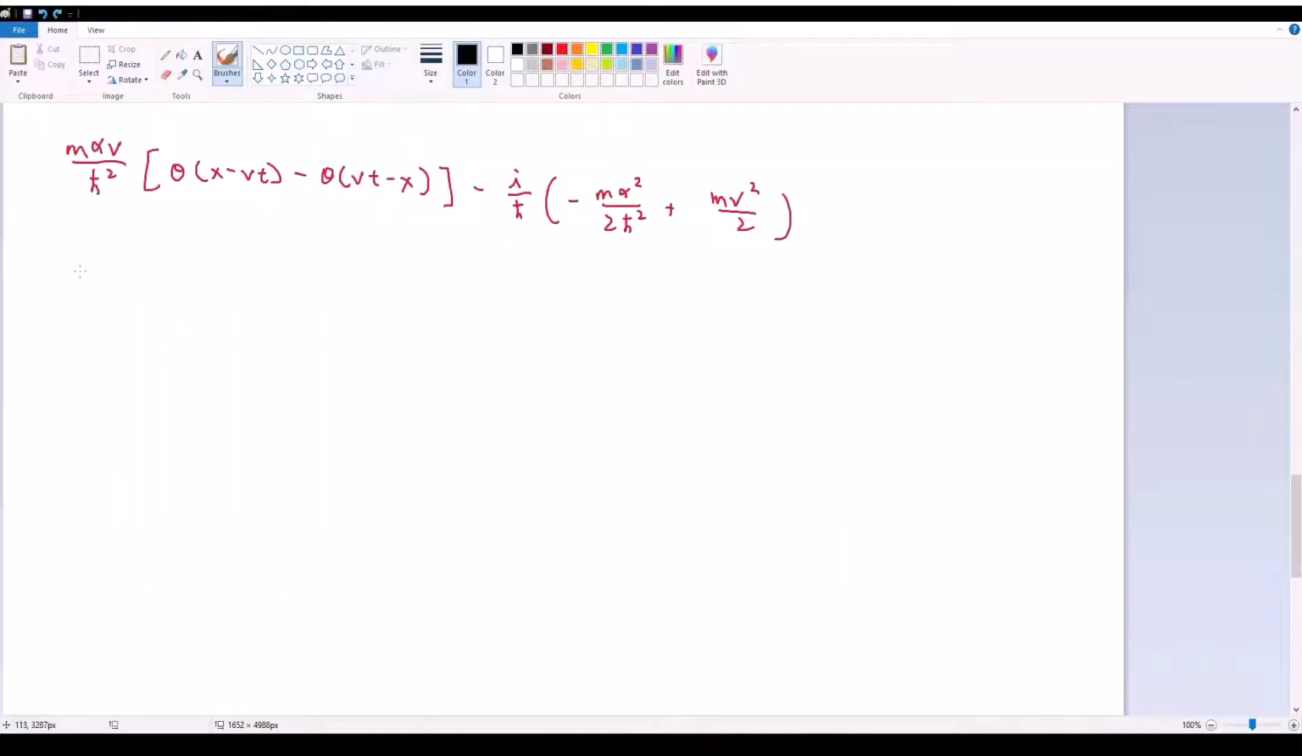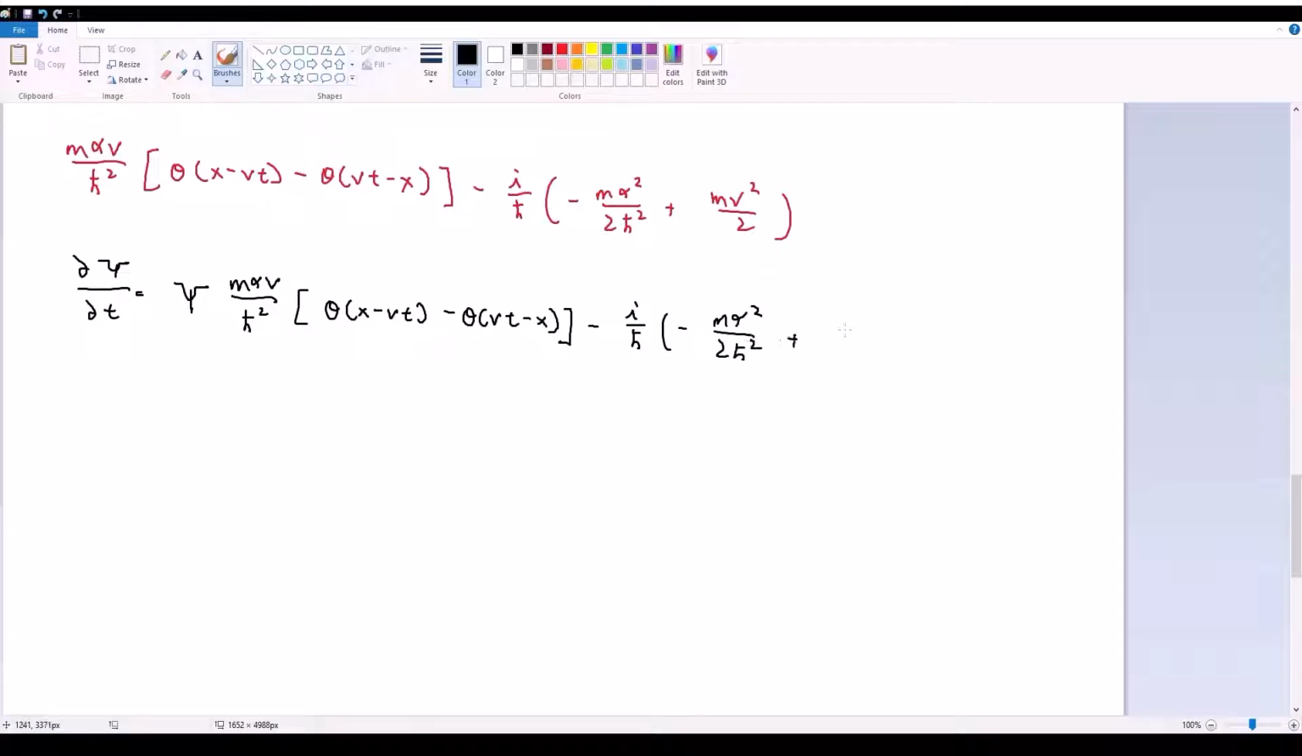the derivative of the wave function with respect to time is equal to the wave function itself multiplied by m alpha v over h bar squared times theta(x − vt) minus theta(vt − x), minus i over h bar times negative m alpha squared over 2 h bar squared plus mv squared over 2, and close this entire thing off in a bracket, and we are done with the time derivative. So now we move on to the x position derivatives.